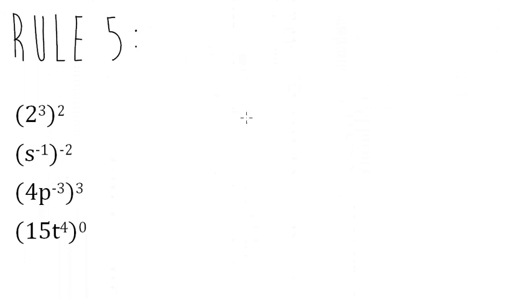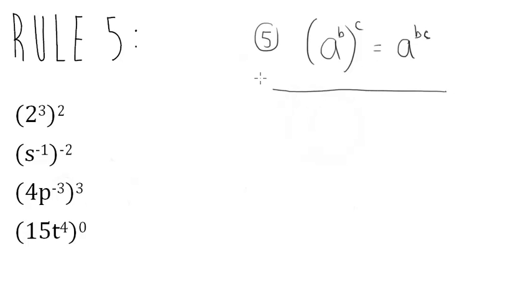Rule number 5 is a very simple rule, very easy to remember, and it's just that a to the power of b, all to the power of c, is equal to a to the power of bc, or a to the power of b times c. So that's rule 5, and that's the last rule that you have to remember. Again, these rules will become very second nature to you once you use them a few times, so you won't really need to memorize them, hopefully. But let's give these questions a go. Again, pause the video if you want and give them a crack.